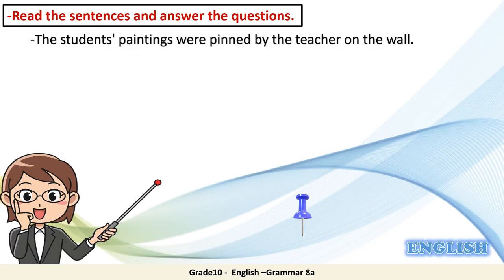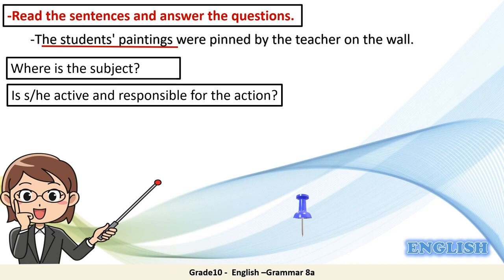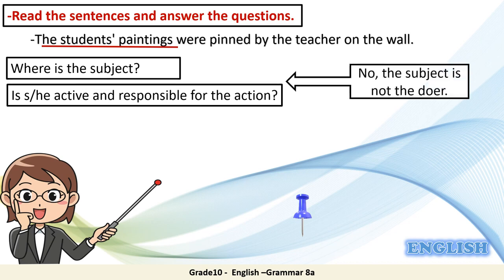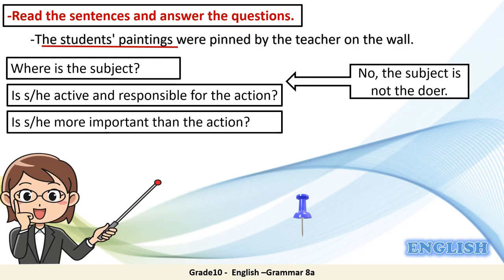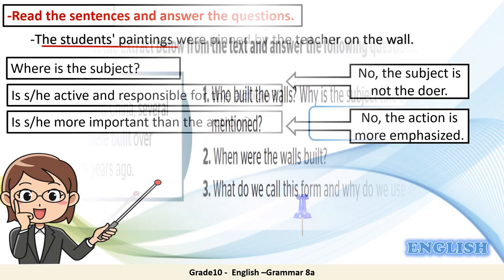One more example here. The students' paintings were pinned on the wall by the teacher. What is the subject? It's the students' paintings. Very good. And is it an active subject? Very good. It is not active. It is not the doer. Question number 3. Is the subject more important than the action of pinning? Excellent. No, the action is more emphasized than the students' paintings itself.